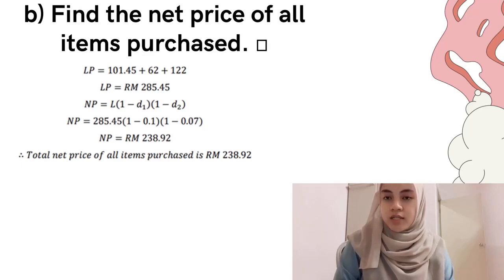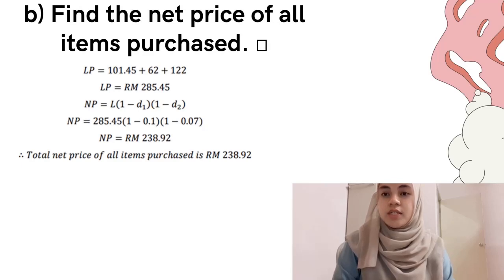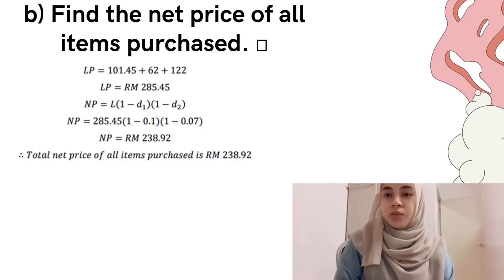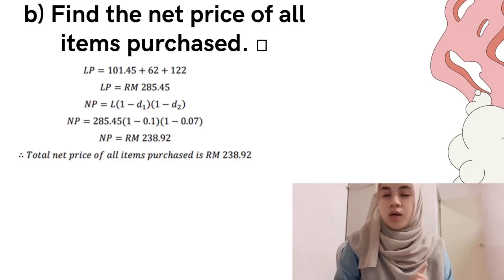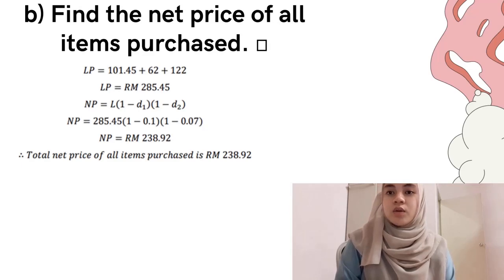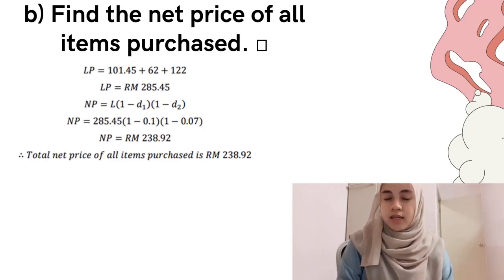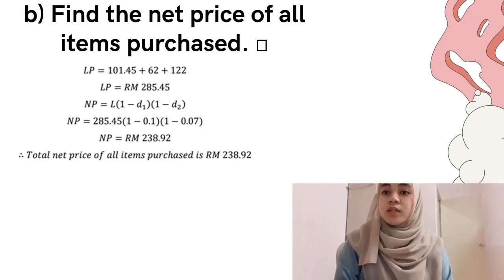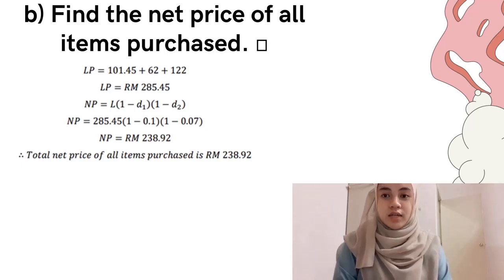To find the net price, you have to use the formula NP equals L, which is list price, in bracket 1 minus D1, and new bracket 1 minus D2. So the net price is 285 ringgit 45 cents, in bracket 1 minus 0.1, and new bracket 1 minus 0.07. So, the total net price of all items purchased is 238 ringgit 92 cents.